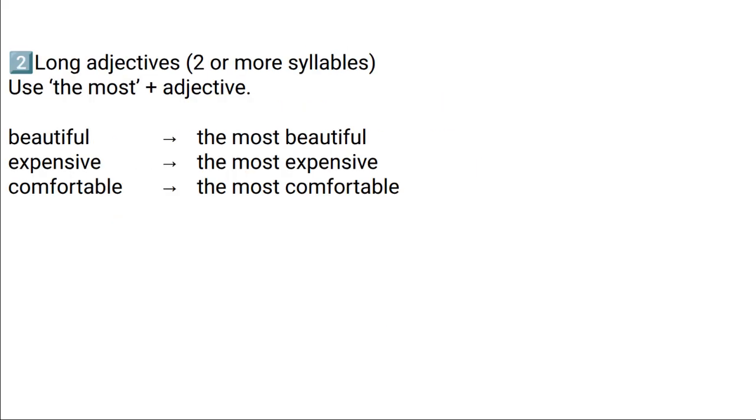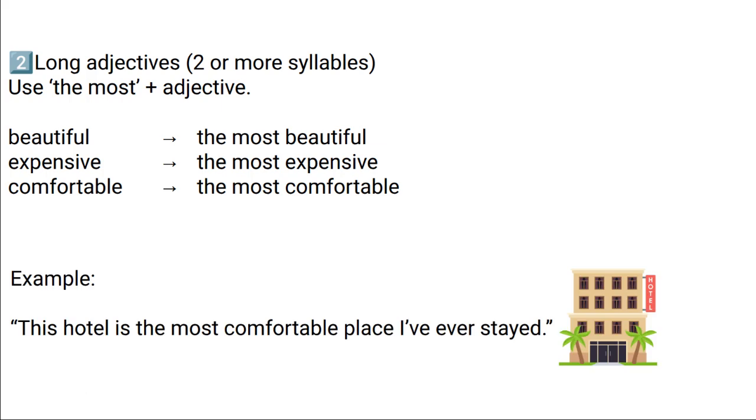For longer adjectives of two or more syllables, we use the most plus the adjective. So beautiful becomes the most beautiful, expensive becomes the most expensive, and comfortable becomes the most comfortable. For example, this hotel is the most comfortable place I've ever stayed.